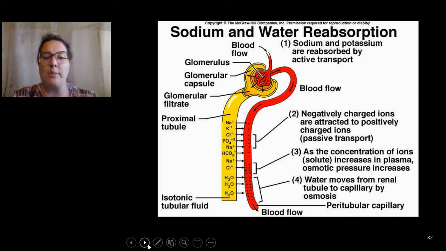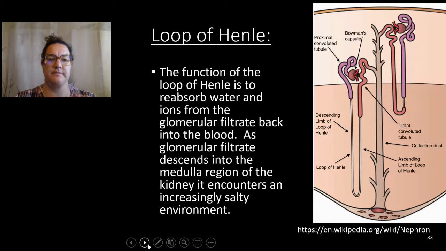So again, one more diagram. We move those positively charged ions through active transport. Negatively charged ions are attracted to them, so they follow through passive transport as well. Because of the increased solute concentration in the blood, water flows through from the filtrate to the blood via osmosis.